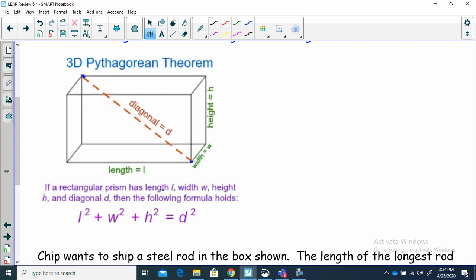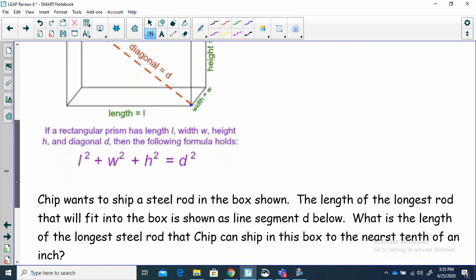If a rectangular prism has length, width, and height, and a diagonal, then the following formula is what you use to find the length of the diagonal. Length squared plus width squared plus height squared equals diagonal squared. Now that looks a lot like our Pythagorean theorem, a squared plus b squared is equal to c squared. When it's 3 dimensions, we just add one more dimension, right? When it's 2 dimensions, we have 2 different sides. When it's 3 dimensions, we have 3 sides to find our diagonal.